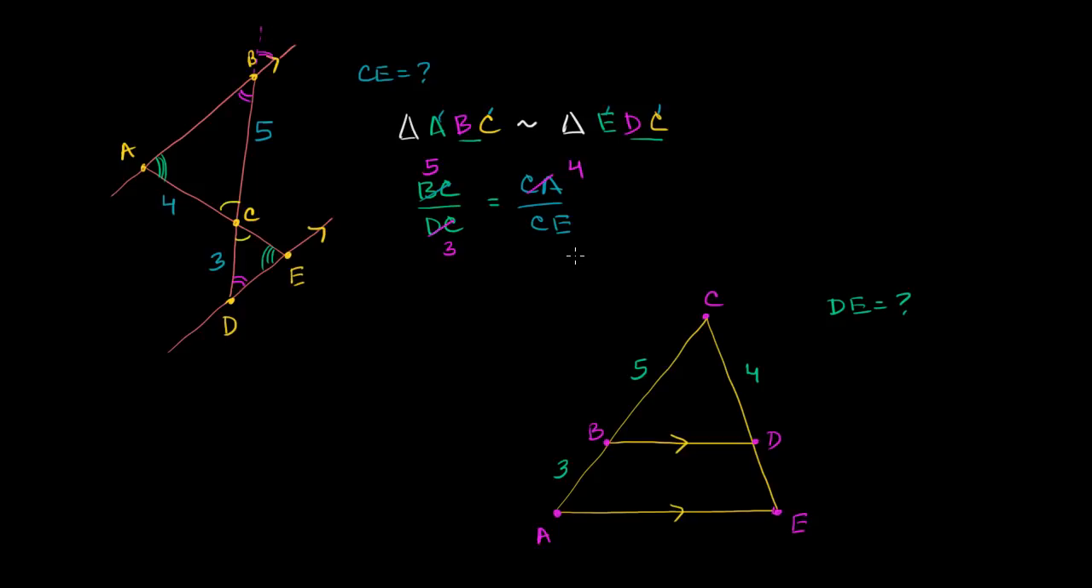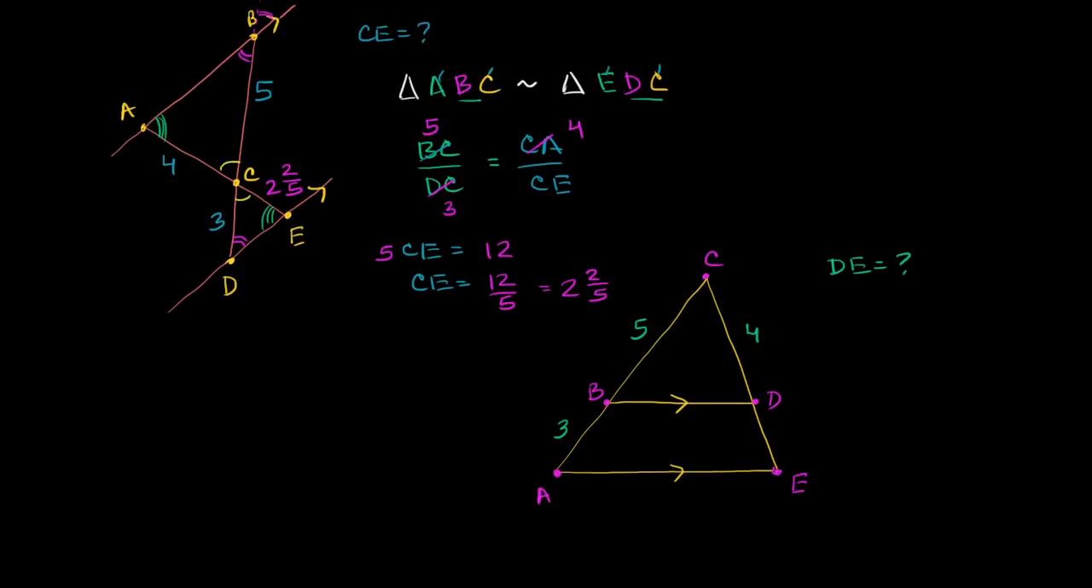There are multiple ways you could think about this. You could cross multiply, which is really just multiplying both sides by both denominators. So you get 5 times the length of CE is equal to 3 times 4, which is 12. Then CE is equal to 12 over 5, which is the same thing as 2 and 2/5, or 2.4. And we're done. We were able to use similarity to figure out this side, just knowing that the ratio between corresponding sides is the same.